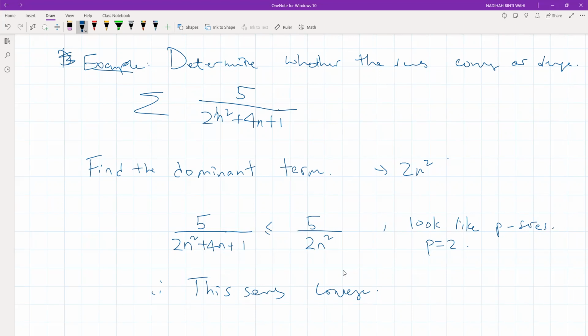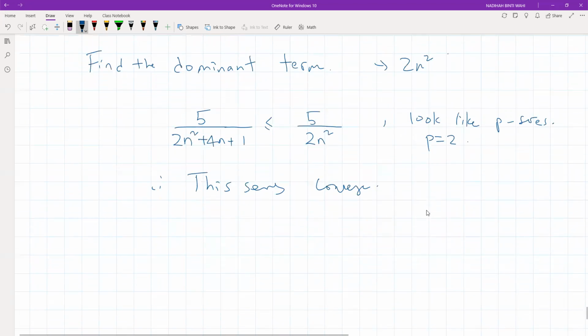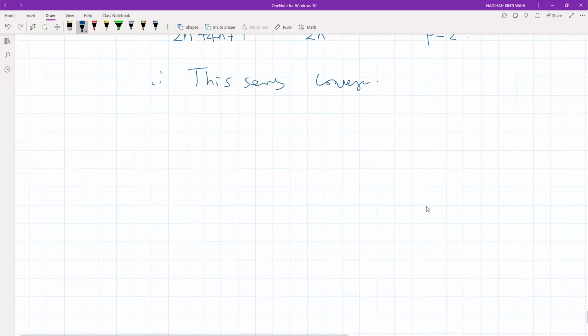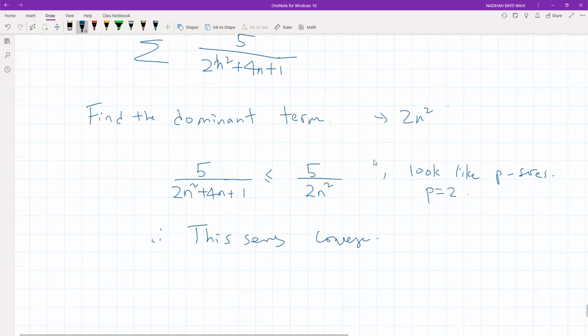You can write. Please write it perfectly. I don't want to write it perfectly. Okay, so just look at the dominant term. If the dominant term is to the power of 1, it means this P series diverges.